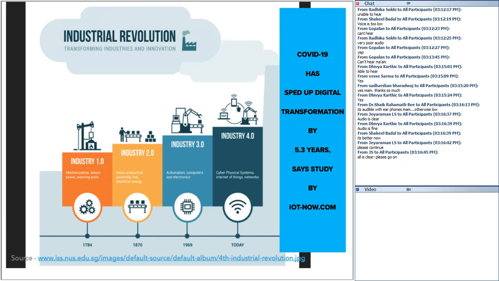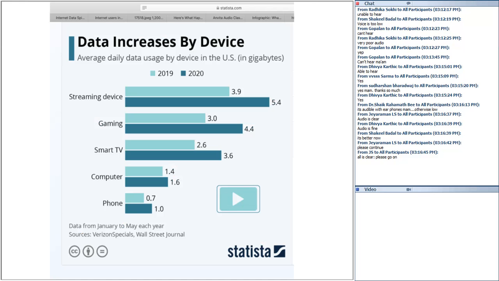Obviously, all of us are feeling constrained, people have experienced difficulties, and some have even lost their loved ones. But at the same time, when we talk about digitization and digital enablement in organizations, it has accelerated the pace by up to 6 years, 5.3 years, as per this study by IoTnow.com. Very quickly, let's see the percentage of data increase by devices.